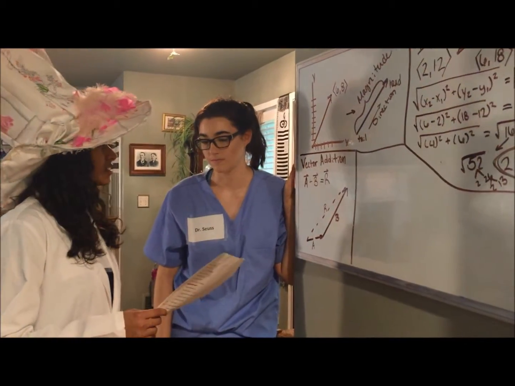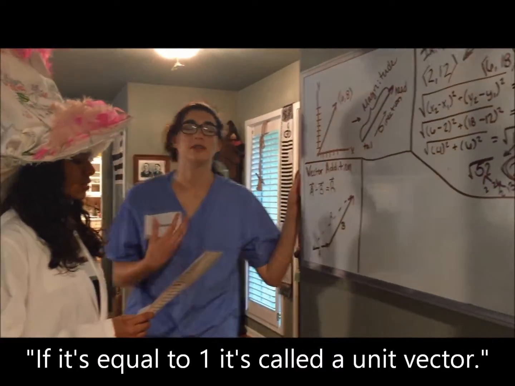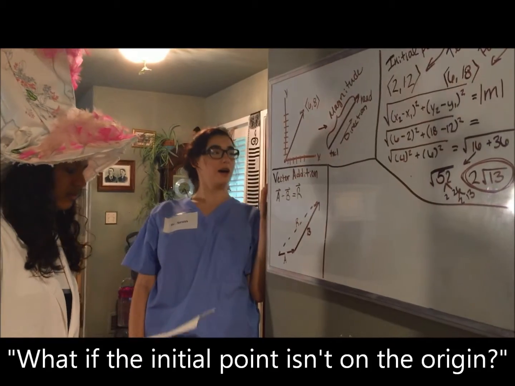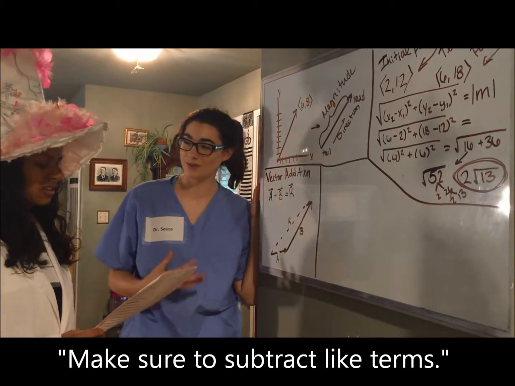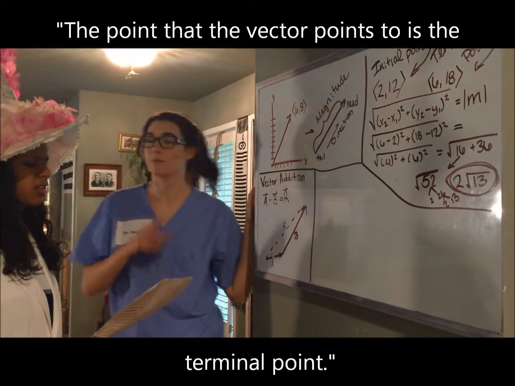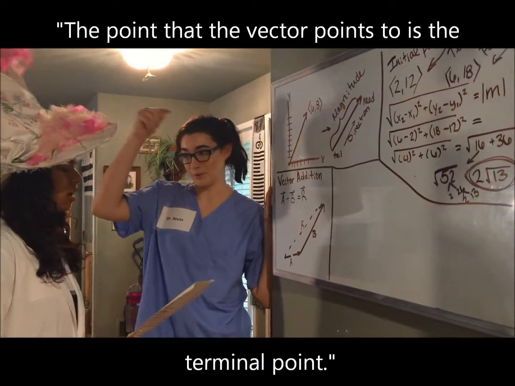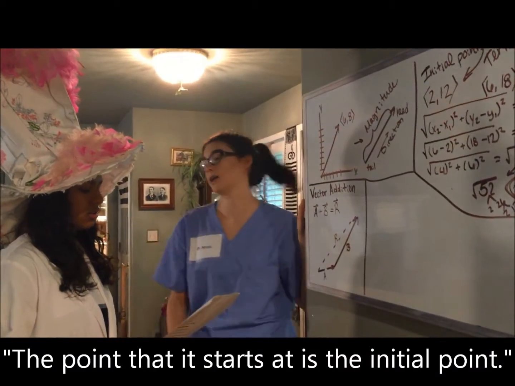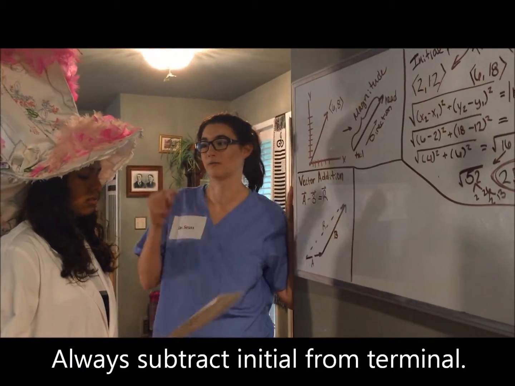Are there any exceptions? Well, if it's equal to 1, then it's just a unit vector. Okay, but like, what if the first point isn't on the origin? All you have to do is make sure that you subtract like terms. But remember that the point that the arrow points to is the terminal point, and the one that it starts at is the initial point, and you always have to subtract the initial from the terminal.